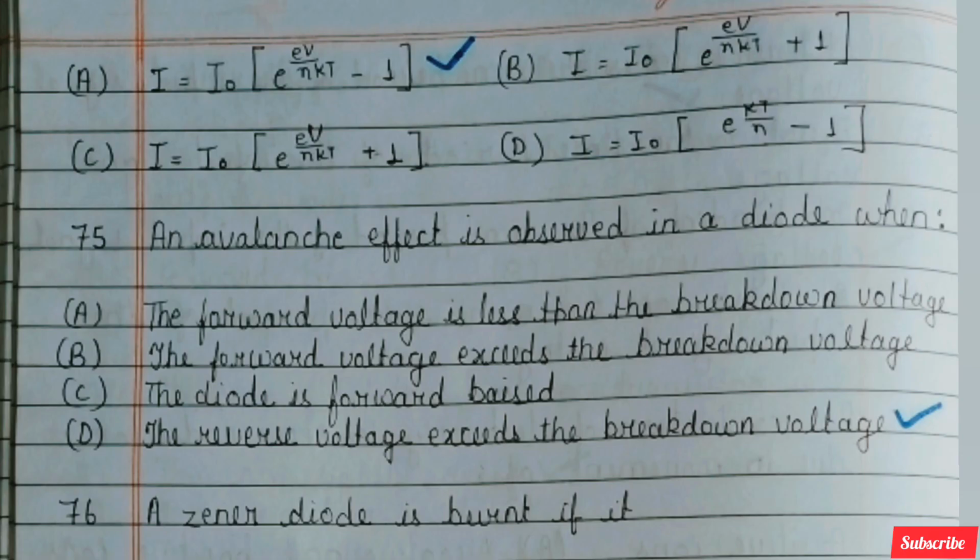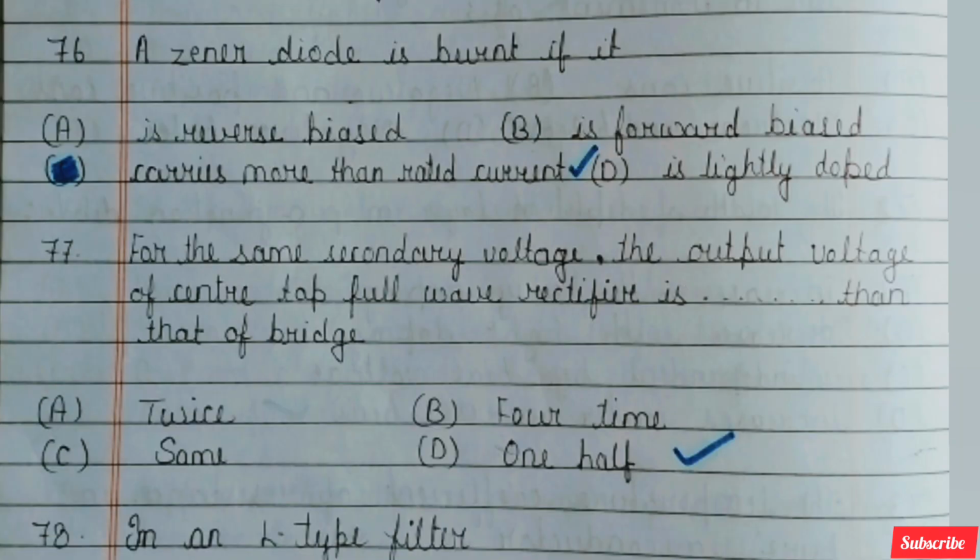Option A is right. An avalanche effect is observed in a diode when. Option D is right. A Zener diode is burned if it. Option C is right. For the same secondary voltage, the output voltage of center tap full wave rectifier is 1/2 than that of bridge. Option D is right.